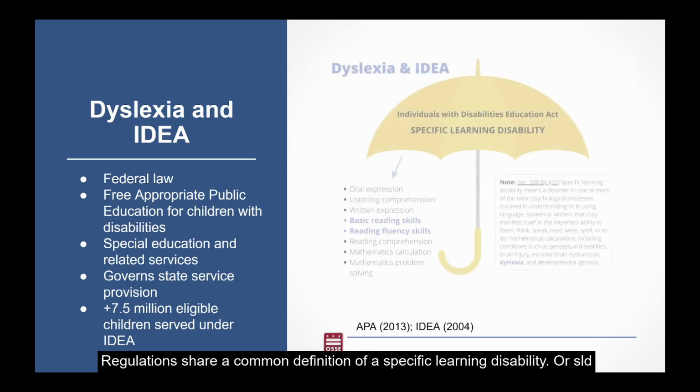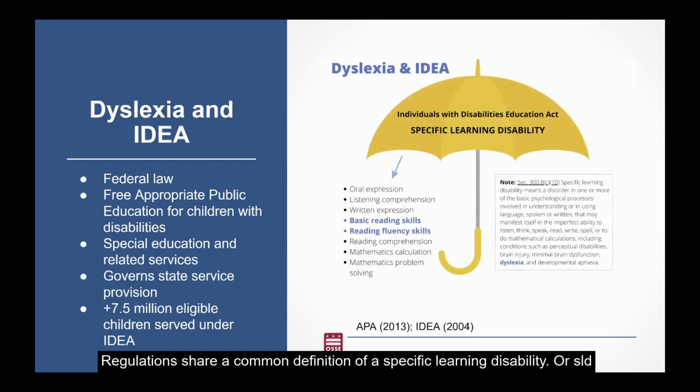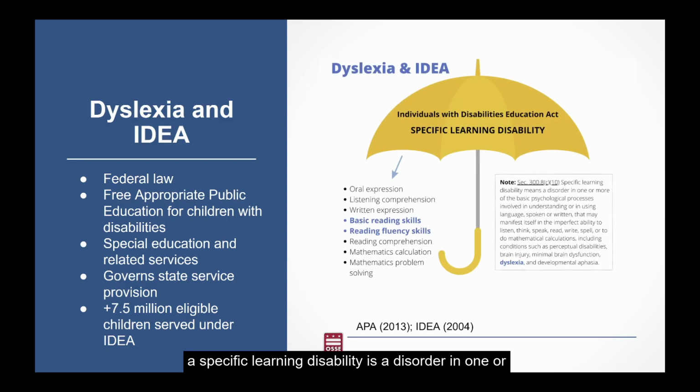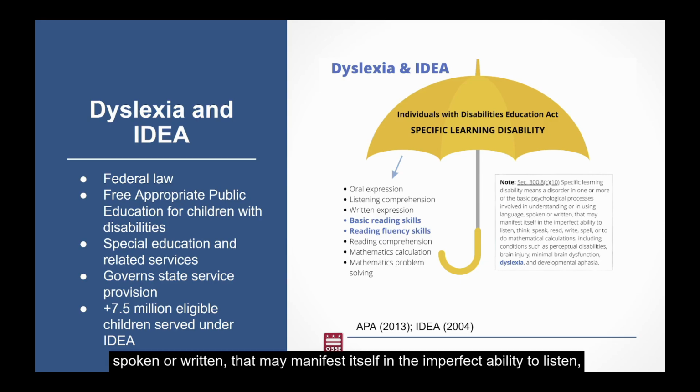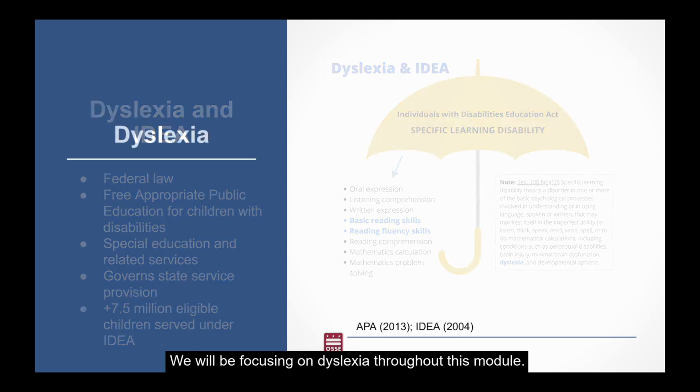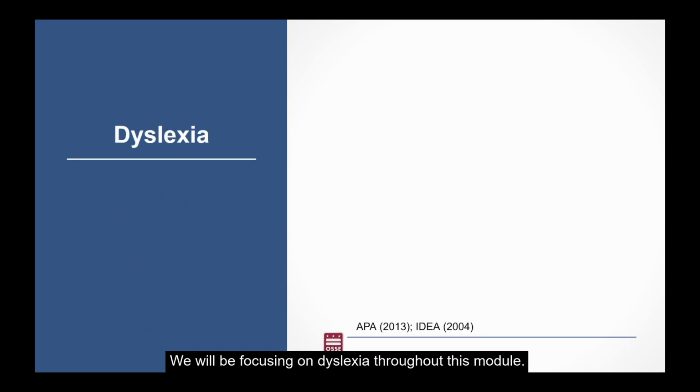IDEA and the D.C. regulations share a common definition of a specific learning disability, or SLD. A specific learning disability is a disorder in one or more of the basic psychological processes, or in using language, spoken or written, that may manifest itself in the imperfect ability to listen, think, speak, read, write, spell, or to do mathematical calculations. The SLD category includes dyslexia, among other conditions that affect a student's learning. We will be focusing on dyslexia throughout this module.